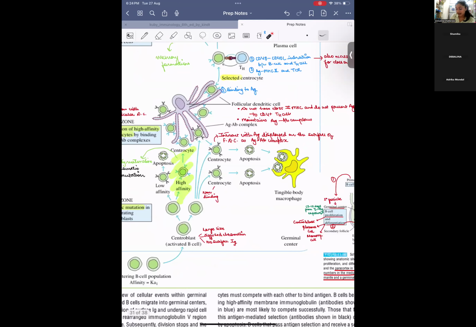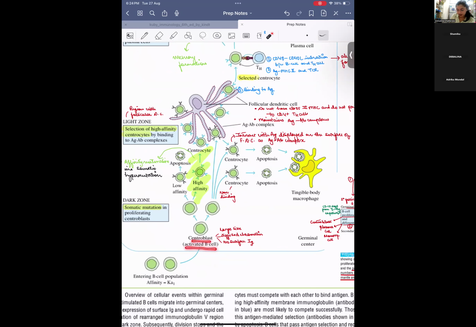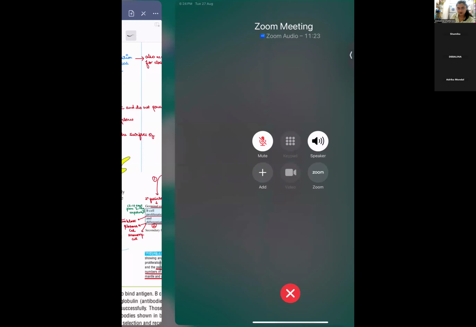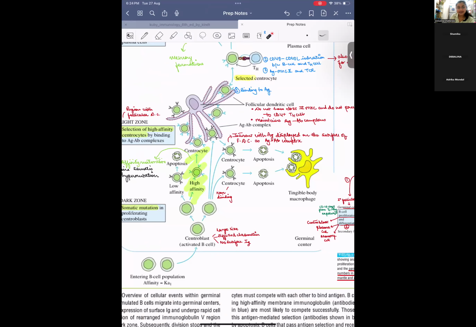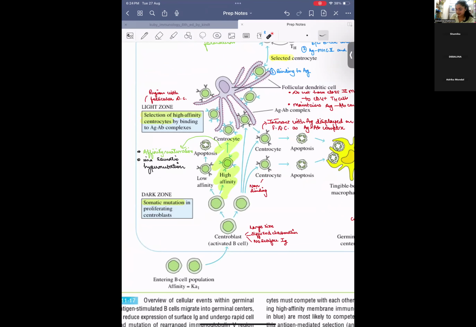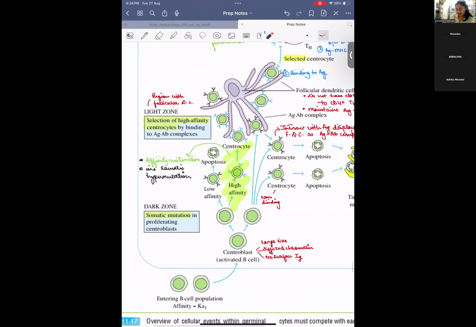Inside this germinal center, the activated B cells or the centroblasts, how do we identify them? They have comparatively large size, the chromatin is more diffused, and we do not see any surface immunoglobulin molecules on the centroblasts, right? So this centroblast enters the dark zone of the germinal center. Because it does not have any Ig molecules, a lot of mutation scope is present. So the cells are supposed to go under somatic mutation.